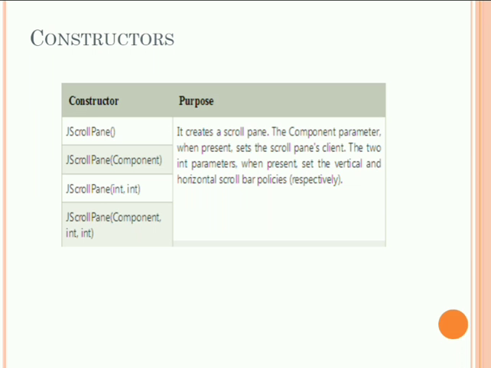Now we'll see constructors. What are the constructors present in this particular scroll pane? First is JScrollPane(), then JScrollPane(Component), JScrollPane(int, int), and JScrollPane(Component, int, int). Now we'll see what is the purpose of all these constructors in this particular scroll pane.